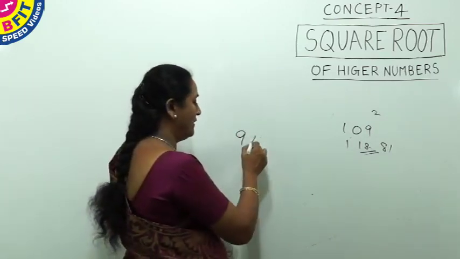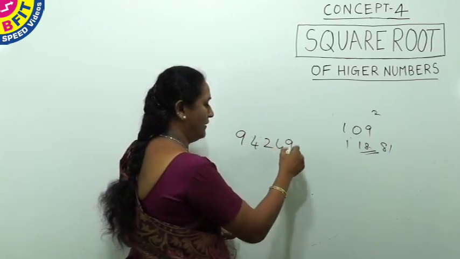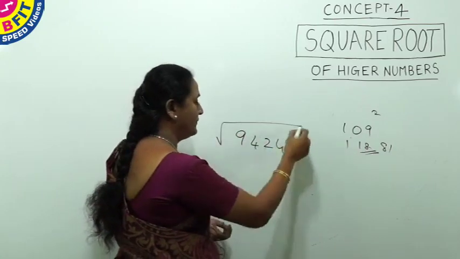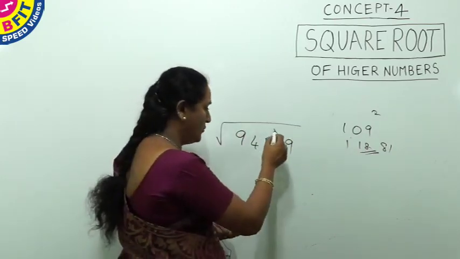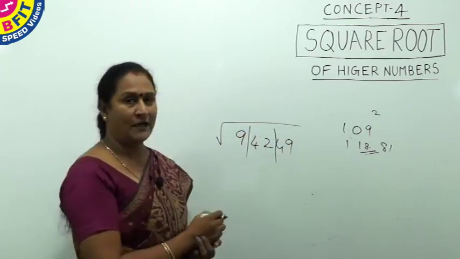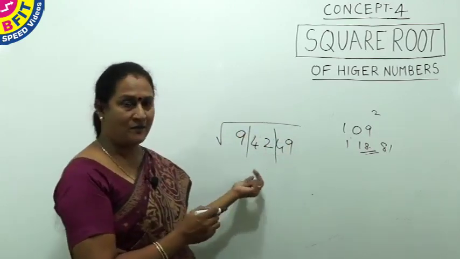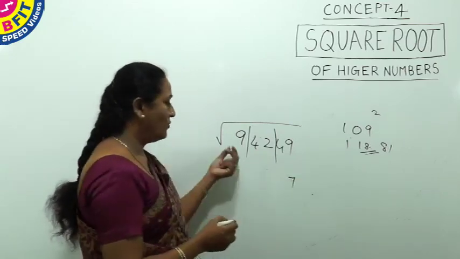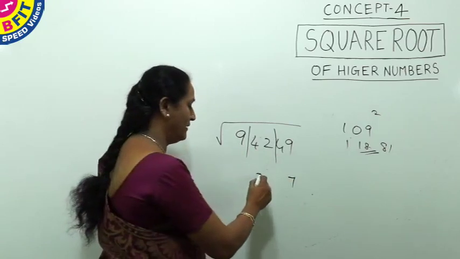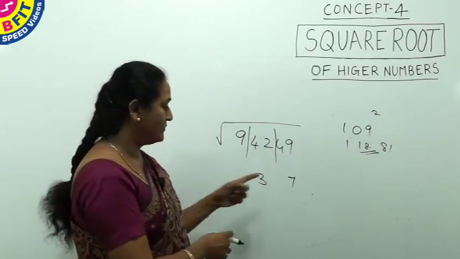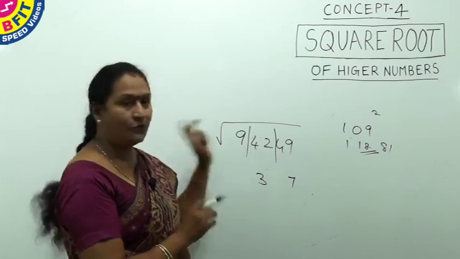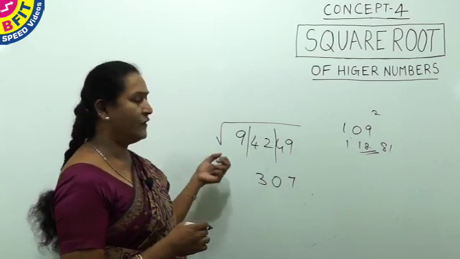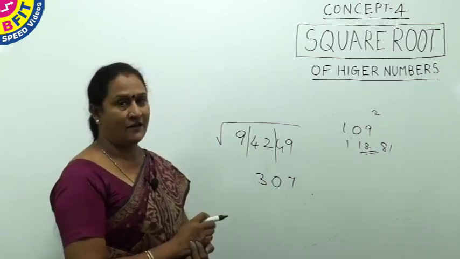Suppose you have 9, 42 and 49. We have a 5-digit number. What will be the square root of this? We'll group the numbers, taking 2 at a time. We have exact square numbers on either side. What is the square root of 49? 7. What is the square root of 9? 3. What is double the product? 7 into 3 is 21, into 2 we have 42. So 0 is the middle number. So the square root of 9, 42, 49 is 307.